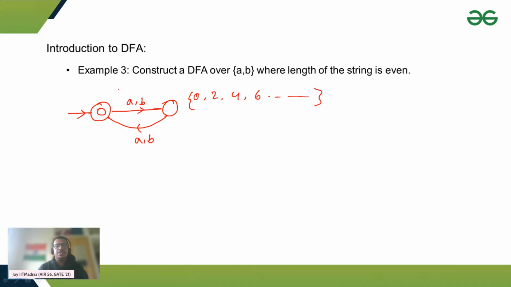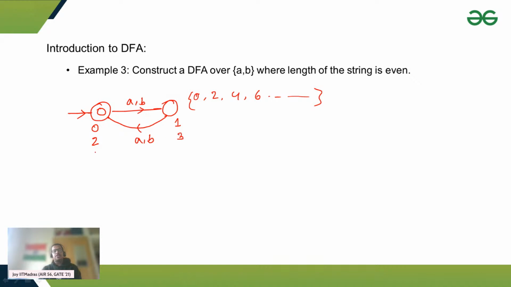So let's understand it a bit deeper. We are starting with the length 0 string. Upon getting a single symbol, we'll get a length 1 string. Then by getting another symbol, we'll get a length 2 string.